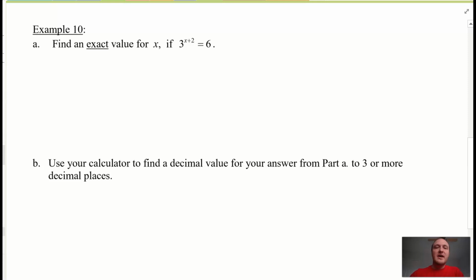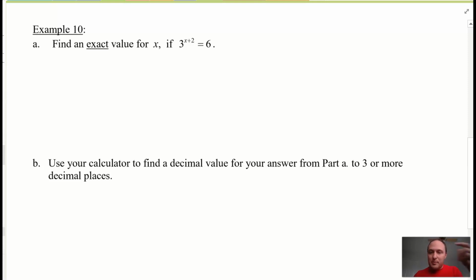Okay. Example 10. Here it says, find the exact value of x for 3 to the power of x plus 2 is equal to 6. So what we're going to do here, I'm going to show you the long way first, and then I'll show you the shortcut. Okay, so just bear with me for the long way. And this is what we did in Accelerated Math 3.